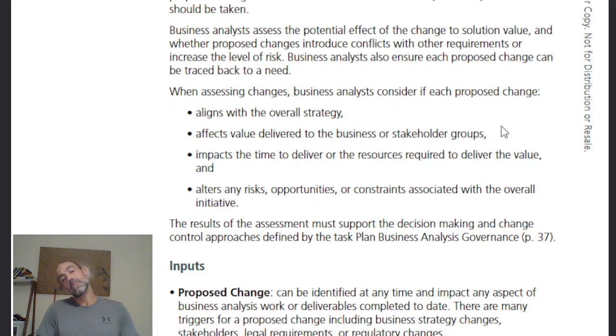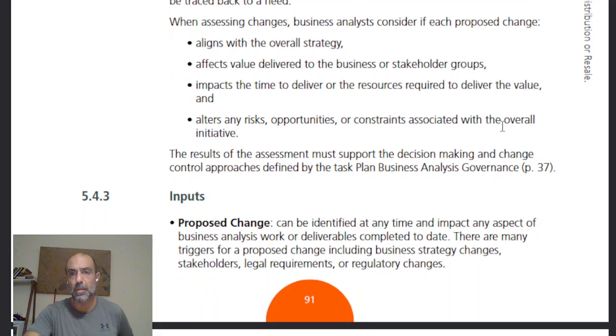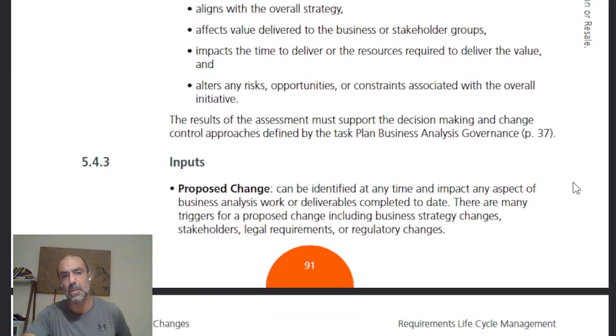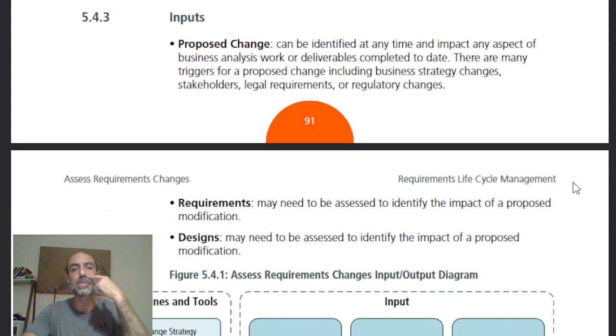Okay? Still simple stuff, right? Because there's a whole lot of things to consider: financially, motivationally, morally, all kinds of things. The results of the assessment must support the decision making and change control approaches defined by the Plan Business Analysis Governance task. If the assessment deems something not necessary and it doesn't flow, we don't do it. That's basically it. What are the inputs?